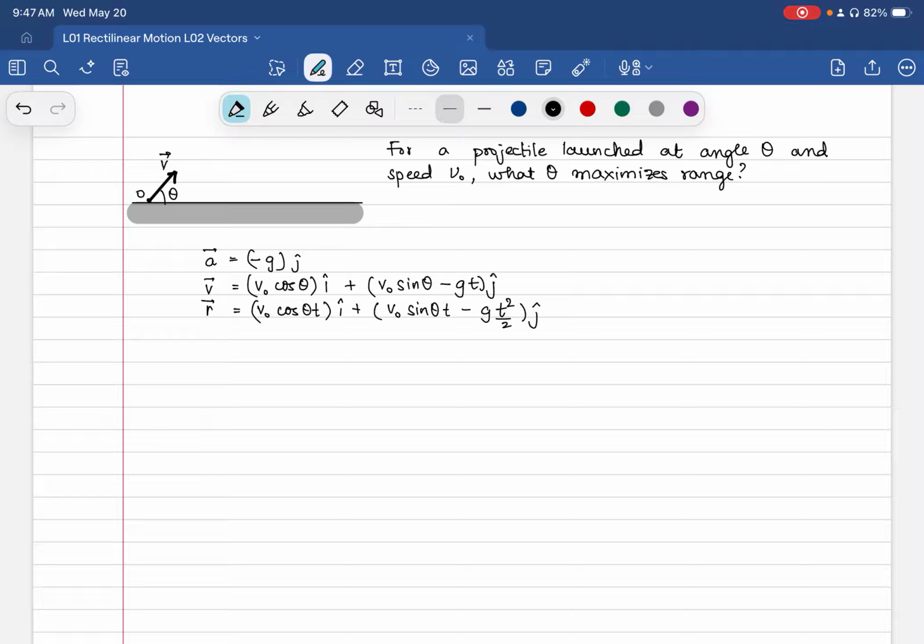What is the meaning of range? It's essentially this, but it is when t is such that this has come back to 0. So tf is the final time such that v naught sine theta tf minus g tf squared over 2 is equal to 0. Essentially, r is going to be equal to v naught cos theta tf.